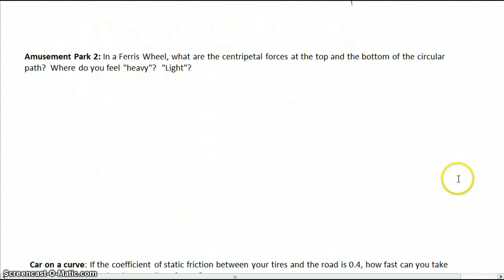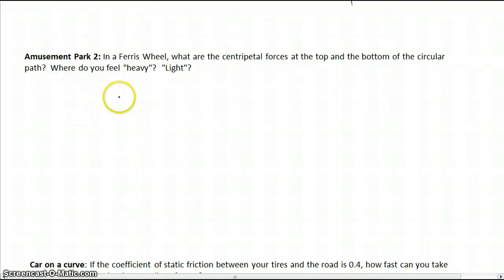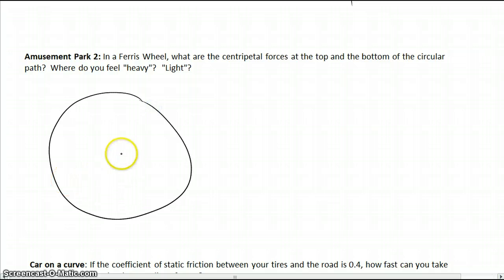Another way we can think about physics is in terms of an amusement park. Here we can look at a Ferris wheel. So this is a little bit different from what we've seen in class. A Ferris wheel, as you know, takes you on a circular path.